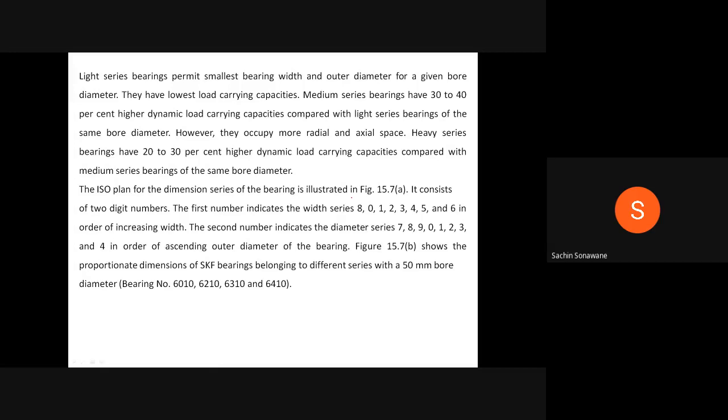It consists of 2 digit numbers. The first number indicates the width series 8, 0, 1, 2, 3, 4, 5, and 6 in order of increasing width. The second number indicates the diameter series 7, 8, 9, 0, 1, 2, 3, and 4 in order of ascending outer diameter of the bearing. Figure 15.7b shows the proportionate dimensions of bearings belonging to different series with a 50 mm bore diameter, that is bearing number 6010, 6210, 6310, and 6410.